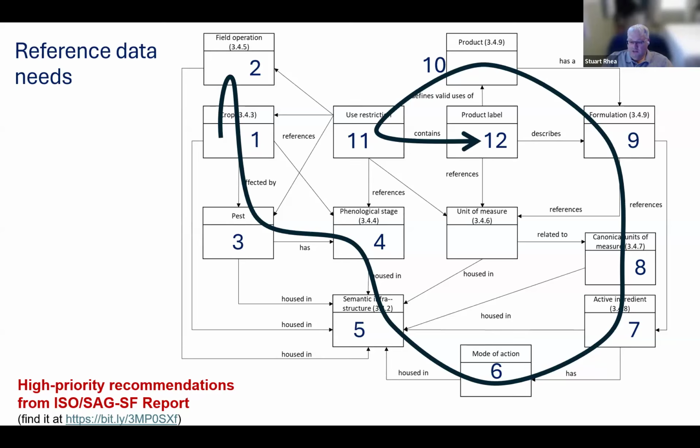You see that there are other boxes here, and we're definitely going to tackle those. But pest and phenological stage have a level of complexity that I think is above mode of action and formulation. And so we're starting at places where people who have expressed interest come forward and make proposals to do the work. So it's not just throwing a proposal over the fence. In fact, we have a process.